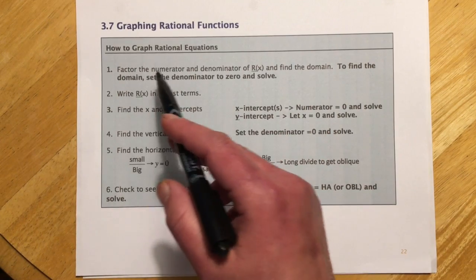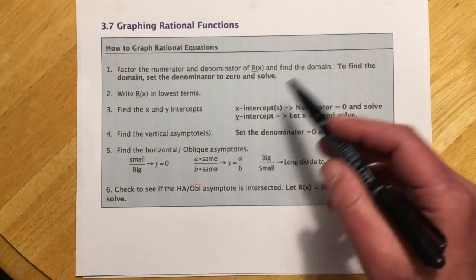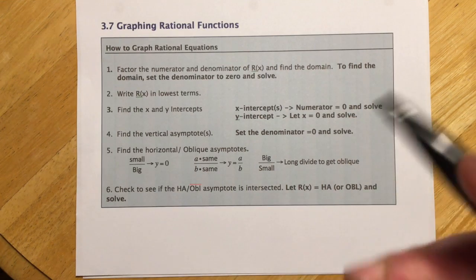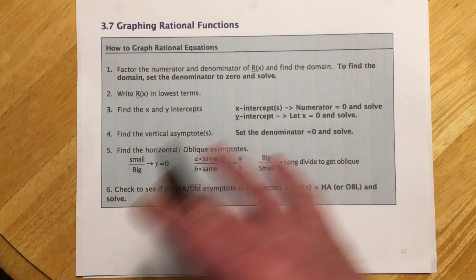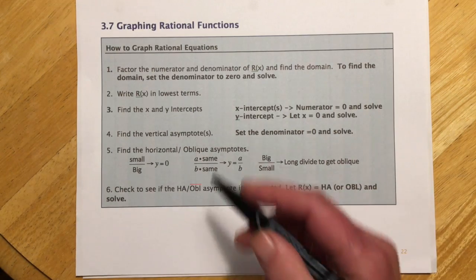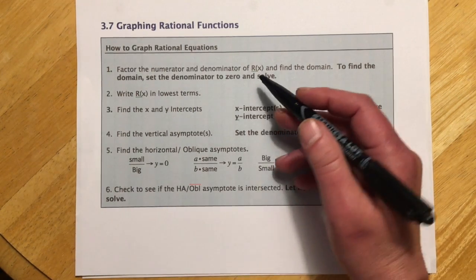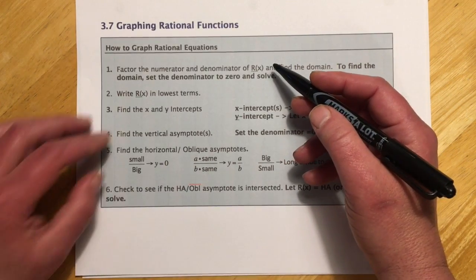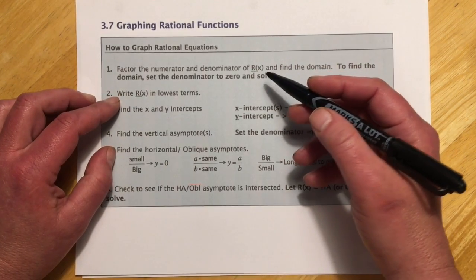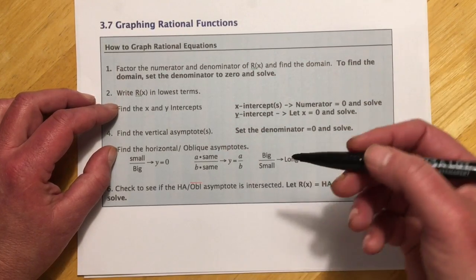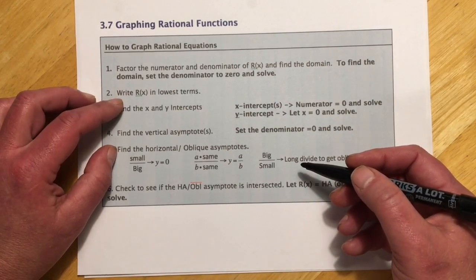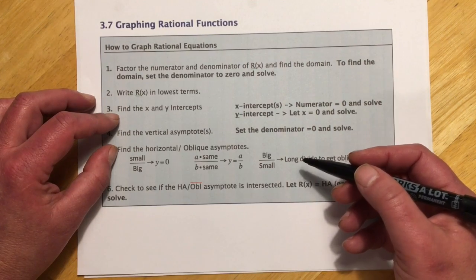So to graph a rational equation, we're going to factor the numerator and denominator and see if it reduces. If it does, then that means there's a hole in it. If not, then we can proceed. The domain is whatever makes the denominator 0, and the domain is based on the pre-reduced version, not whether it needs reducing. So we'll write in lowest terms, and then we'll find x and y intercepts.